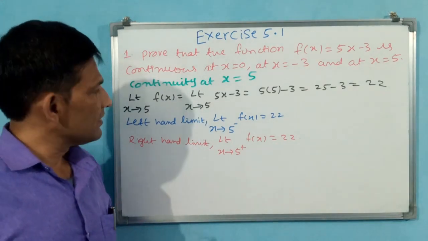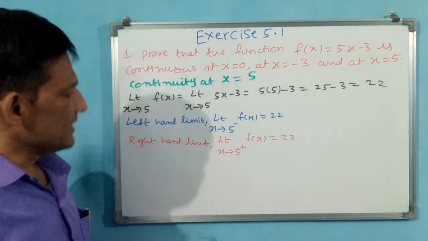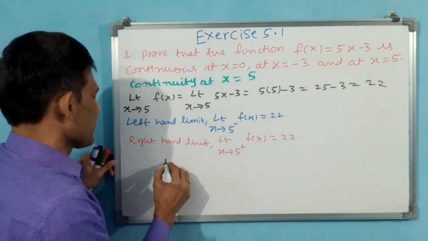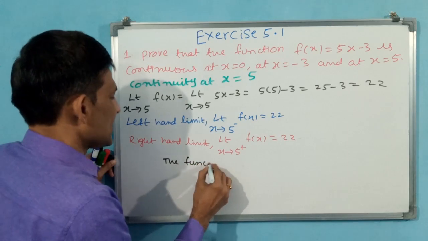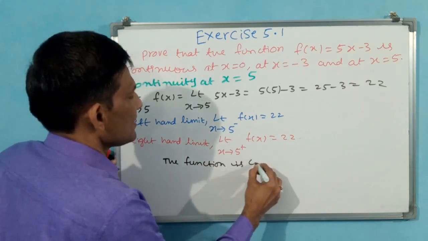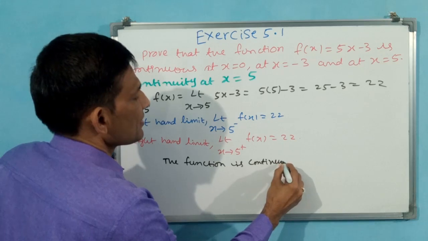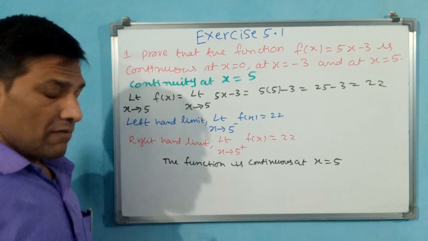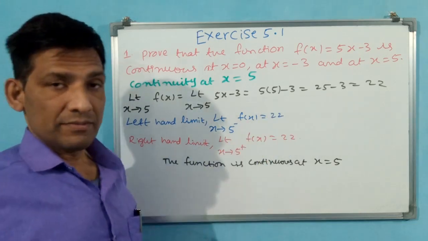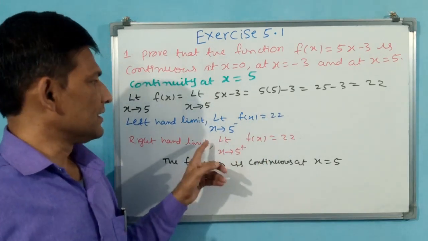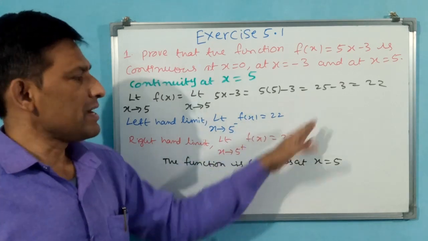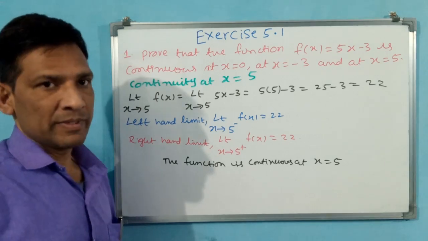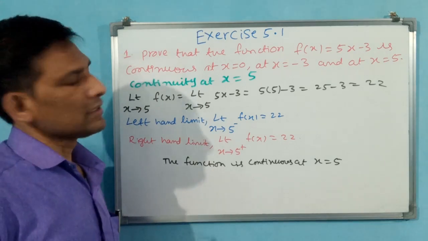Then what we can write? We can write like this. The function is continuous at x is equal to 5. Why? Because we have confirmed by seeing this. All limits, that means left hand limit, right hand limit, main limit, all are same at x is equal to 5. That is why this is continuous at x is equal to 5. We have confirmed. Okay. Like this we can write and close this question.